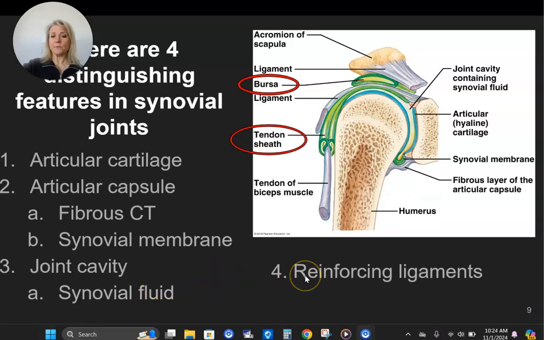And then you have reinforcing ligaments. These are simply the ligaments that are going to connect one bone to another in the joint. Now, I've also got circled on the picture bursa and tendon sheath. A bursa is simply a little pocket or a little pillow that's filled with synovial fluid, and they are situated in between the ligaments of the joint. And that's just so that as the bones move, the ligaments don't crush against the bone and start to fray.